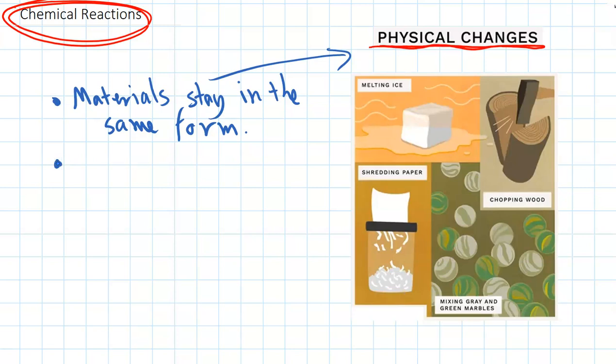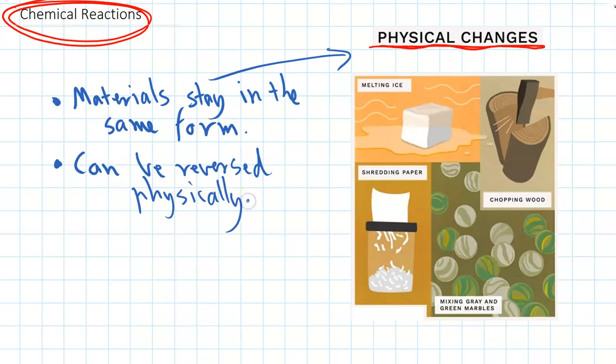The other thing with physical changes is that they can usually be easily reversed just by doing a physical process. So they can be reversed physically. If you have your liquid water, if you put it back in an ice cube container, put it back in the freezer, we can make our ice again. So we can reverse it.